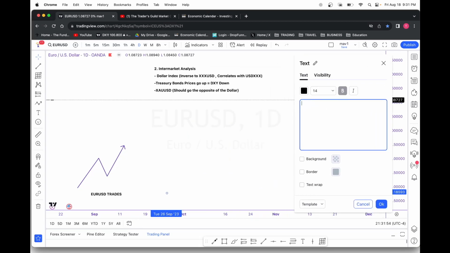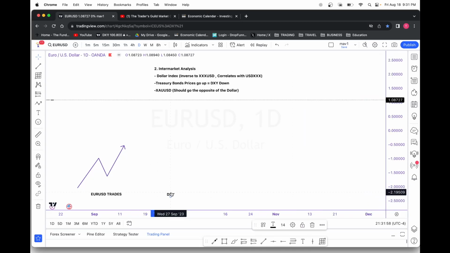DXY. And so if I'm expecting Euro USD to do this, then that means that I should be able to see DXY doing this.